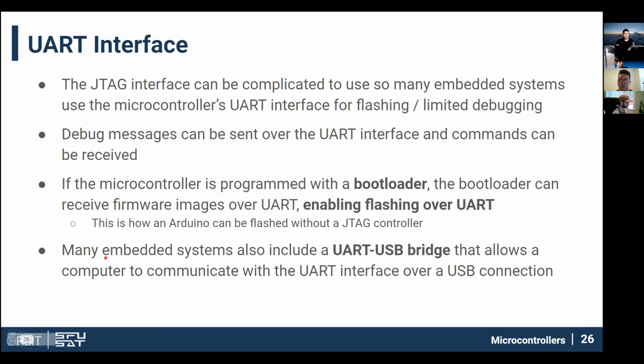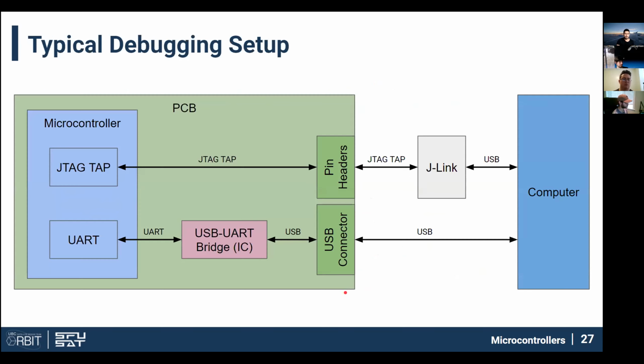To make it even easier, these embedded systems often also have a UART to USB bridge. That lets you use a USB connection instead of directly connecting the UART to your computer. So this is the typical debugging setup, and this is exactly what it is on the Eliasat OBC. To upload firmware at the low level, you go through the J-Link to this test header, and then that connects to the JTAG tap on the microcontroller. And then there's also the UART, which goes to a USB to UART bridge, which just converts it to USB. And then you can connect USB to your computer.